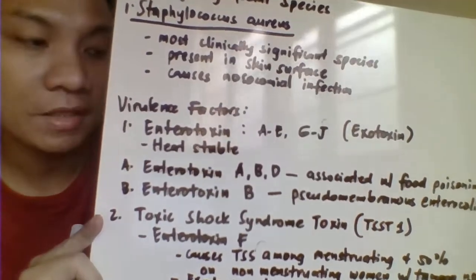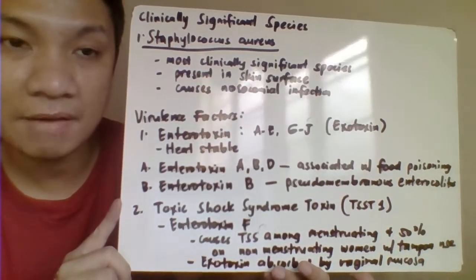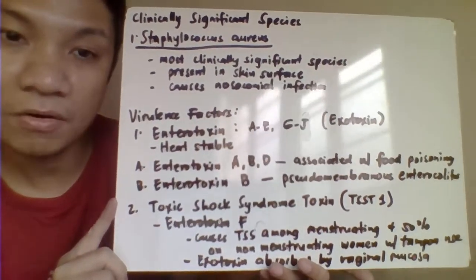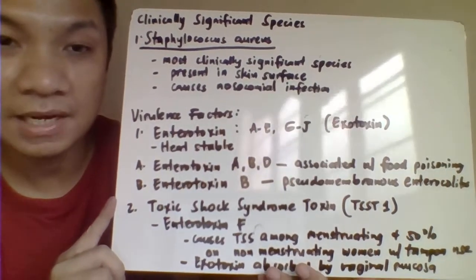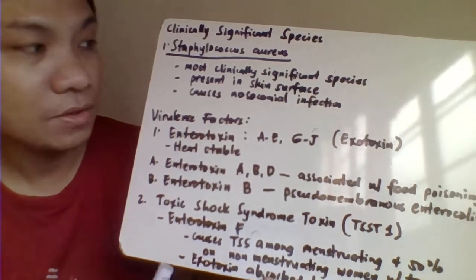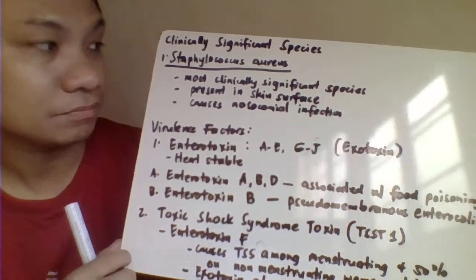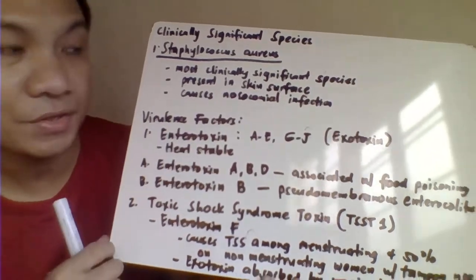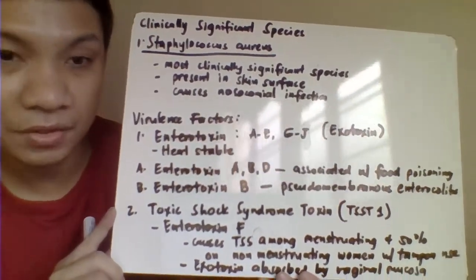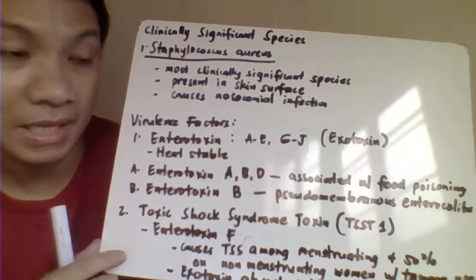Now we go to the different species of Staphylococcus. We start with Staphylococcus aureus. We consider Staphylococcus aureus as the most important, clinically significant species of Staphylococcus. It usually causes skin infection, and it also causes nosocomial or hospital-acquired infection. So you get infected once you are confined in the hospital or working in the hospital.